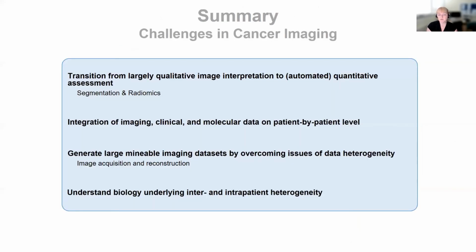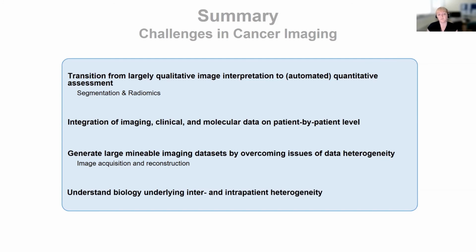So in summary, I hope I could show you that we are addressing several challenges in cancer imaging with our work. We want to transition from a qualitative image interpretation to quantitative assessment, and ideally this should be as automated as possible, and that will mainly affect segmentation and the radiomics computation. We are working on integrating different data streams on a patient-by-patient level, and we are generating larger imaging data sets, particularly from multiple different centers, to then be able to show that our predictors are robust and that they can deal with heterogeneity, both in terms of image acquisition and reconstruction.